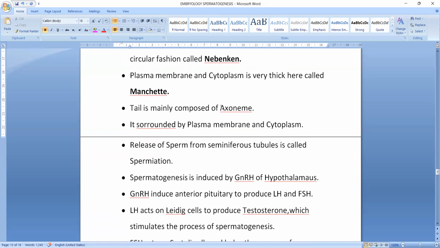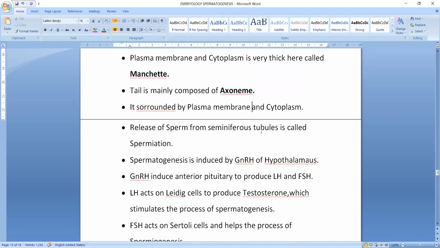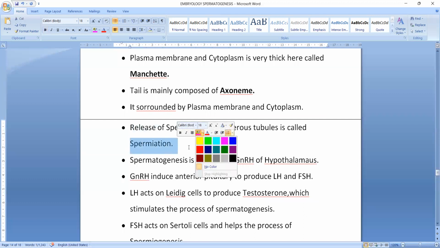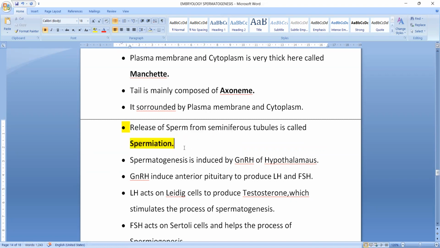The tail is mainly composed of axoneme, and the axoneme is surrounded by plasma membrane and a slight cytoplasm. The release of sperm from seminiferous tubules is called spermiation. Okay, so you remember this. The release of sperm from the seminiferous tubule is called spermiation.